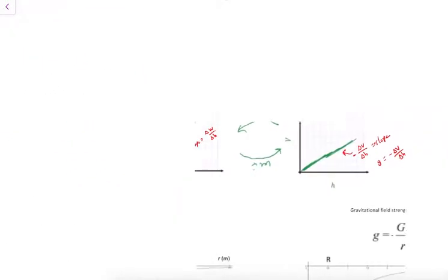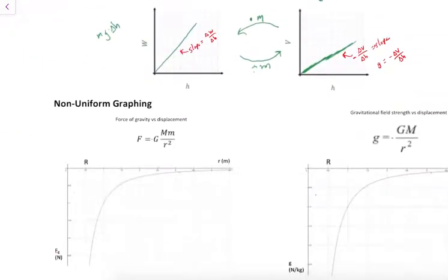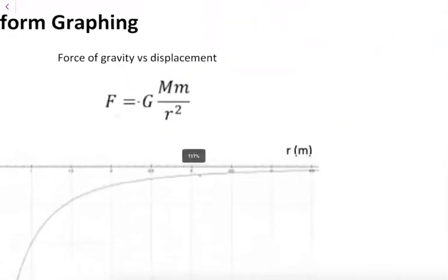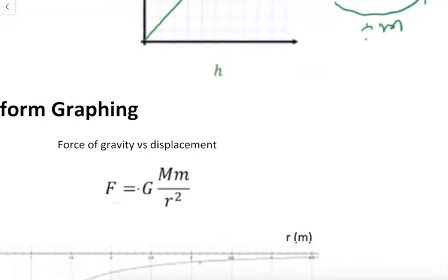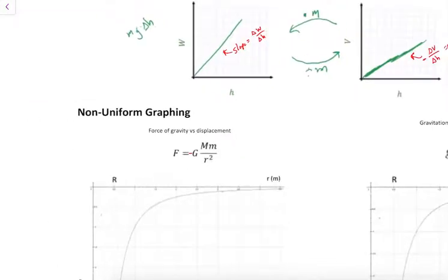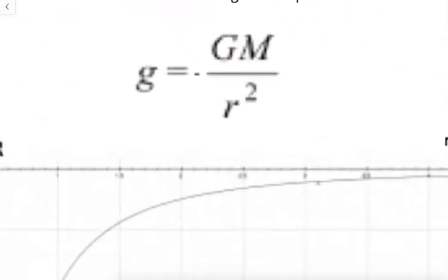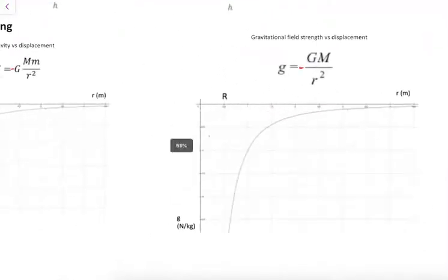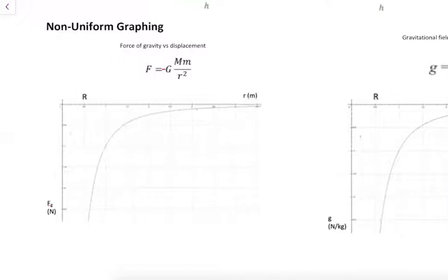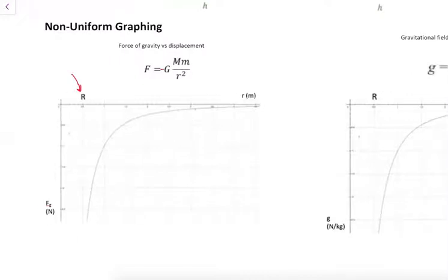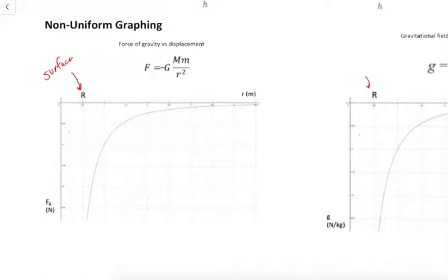So non-uniform graphing: we've already done some non-uniform, so we're halfway there. We know that Newton's law of gravitation is an inverse square. There's a negative, which is not in your data booklet, but that just means that it's attractive. And then there's the gravitational field strength, which is also negative, GM over r squared. We've already done those two. One thing to note on this graph is that I'm saying this is the surface of whatever mass we're talking about. That's the surface.